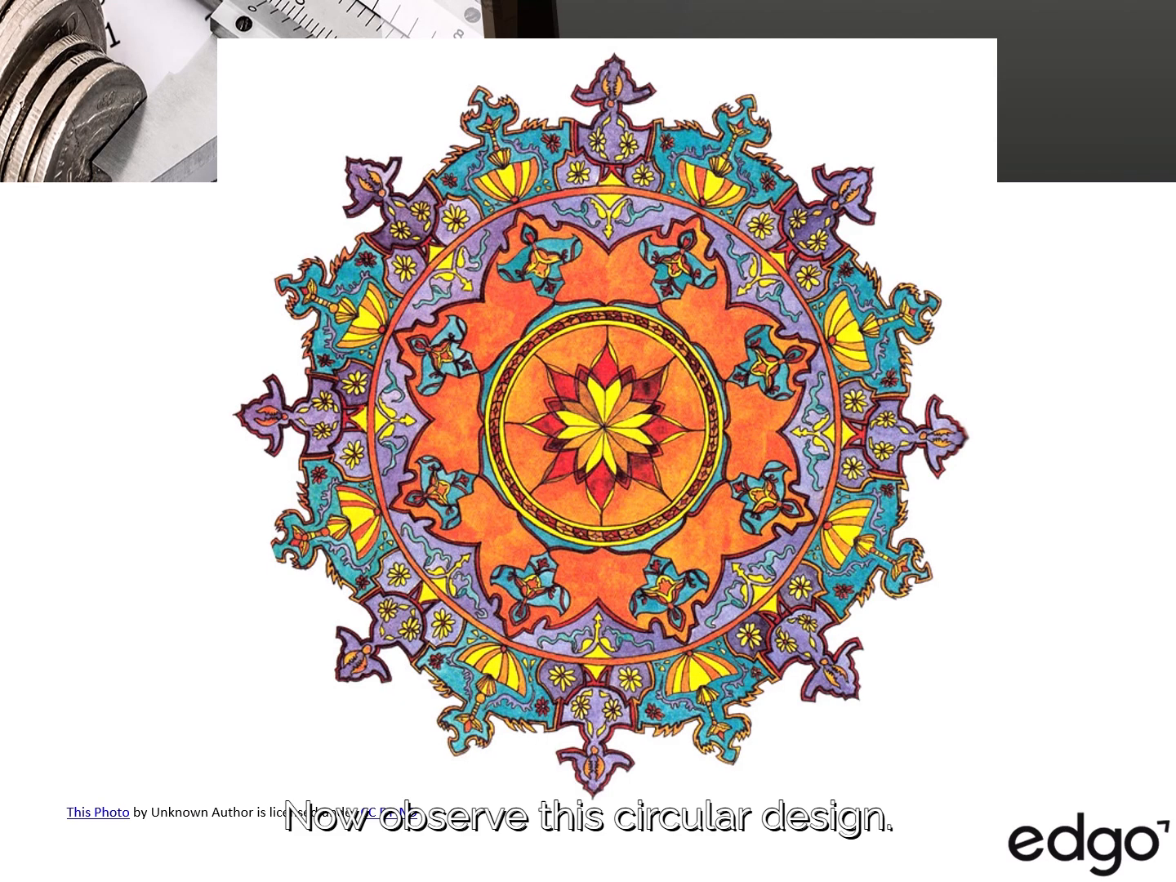Now observe this circular design. Look carefully at the shapes around the center. Notice how similar elements are repeated around a central point. The arrangement creates symmetry and balance. If one part of the design were removed or placed incorrectly, we would probably notice that something was different.